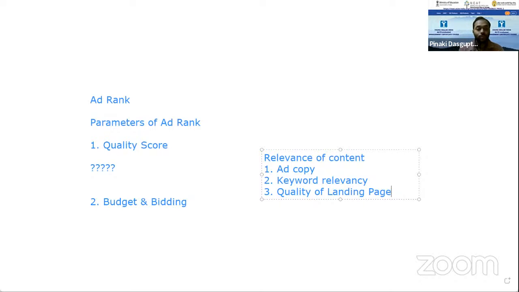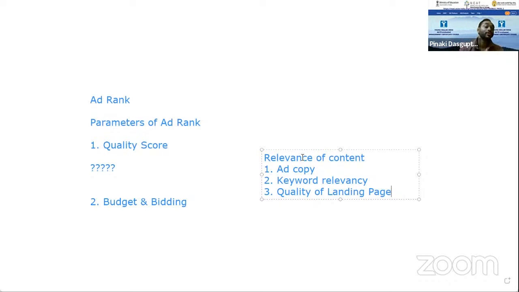Okay. So this is why these three things actually help determine your quality score. Because see, the first thing is the keyword. If your keyword is relevant, then only you will get relevant searches from the user. Second one is the ad copy.